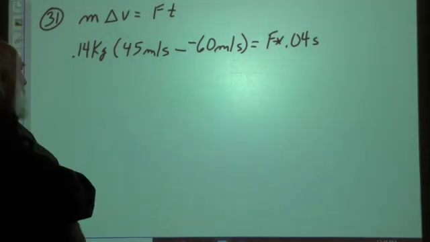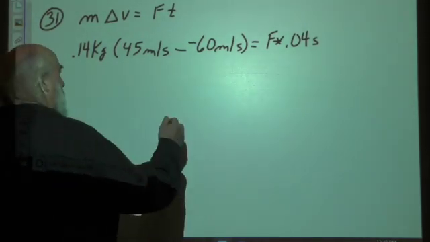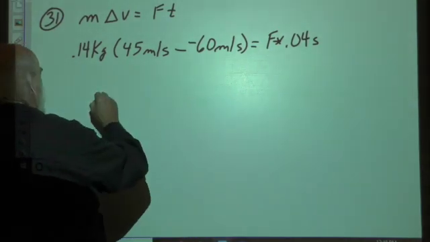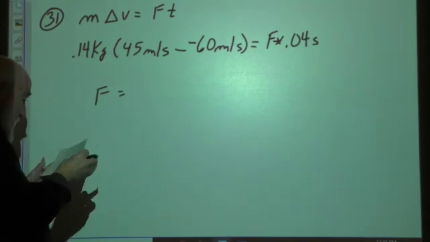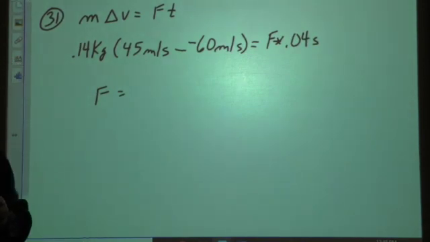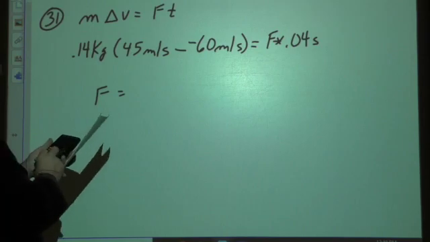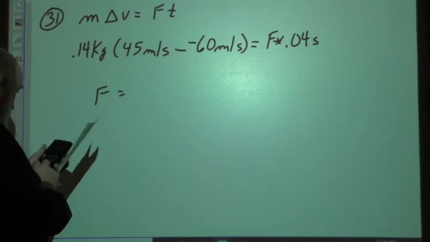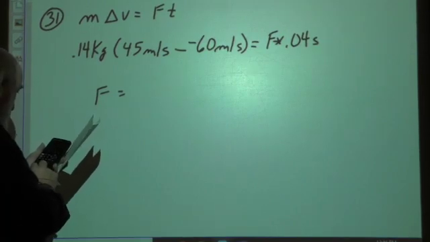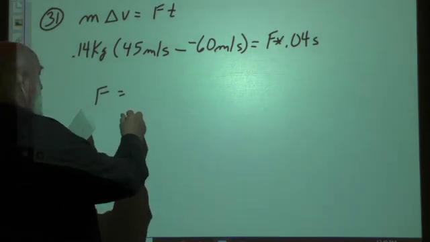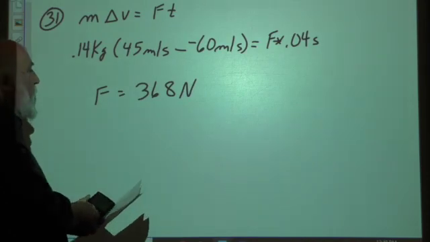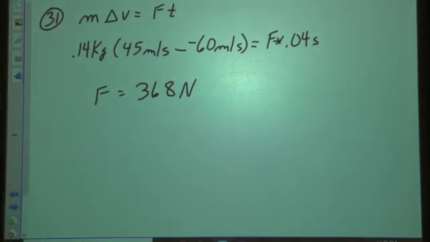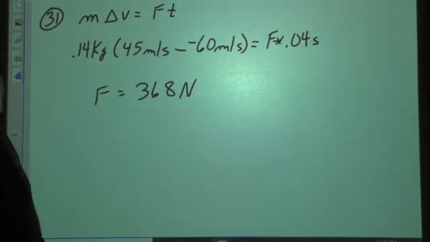But regardless, you solve for F when you divide by 0.04, and your answer is a number I forgot to write down. So let me punch this out in the calculator. Oh, there it is right there. It's 368. So that's all there is to it.